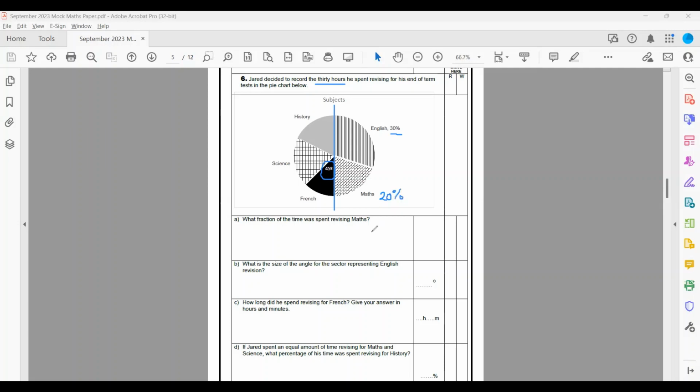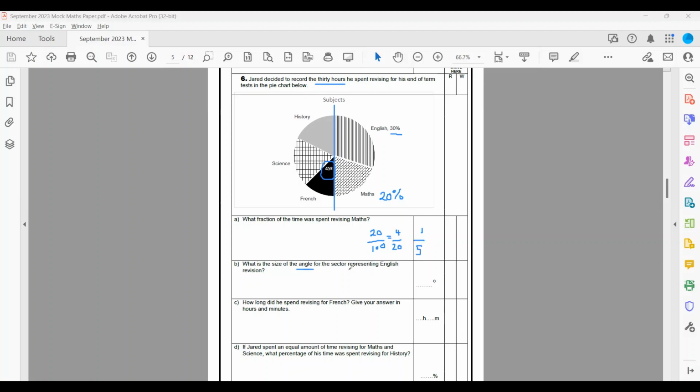And we can turn 20% into a fraction by making it 20 over 100. And we can simplify that by dividing top and bottom by 5 to give us 4 over 20, and we can divide again by 4 to give us 1 over 5. Okay, so 1/5. What is the size of the angle?